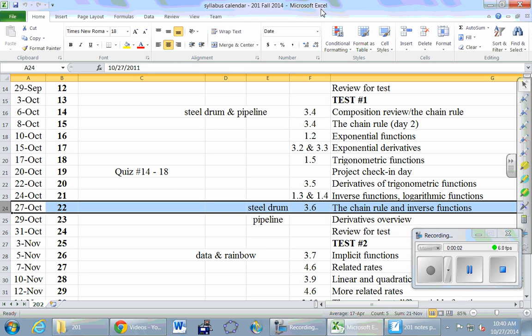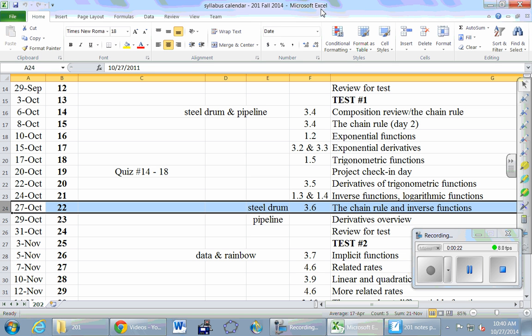So we'll take our quick look at the calendar. Today we're going to talk about derivatives of inverse functions. In particular, the inverse trig functions have derivatives, and we'll see a few of those. And last class we reviewed log functions, so today we'll see the derivatives of log functions. Next class is our derivatives overview.